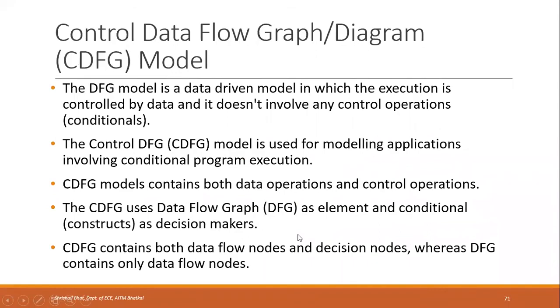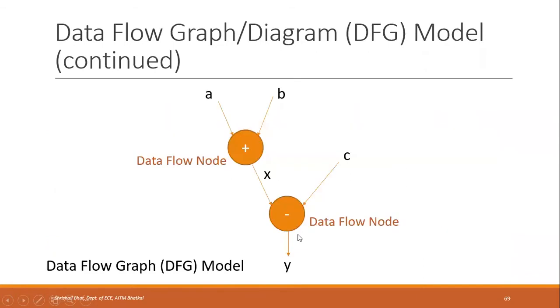The next kind of model we have is the control data flow graph model, or control data flow diagram model. In the previous one, that is DFG, it is a data driven model in which execution is controlled by data. Only data inputs are given, and you get the output data. It does not involve any control operations. We have not checked the value of anything here. We have directly taken the data and processed it. There are no conditional loops or conditions applied, right?